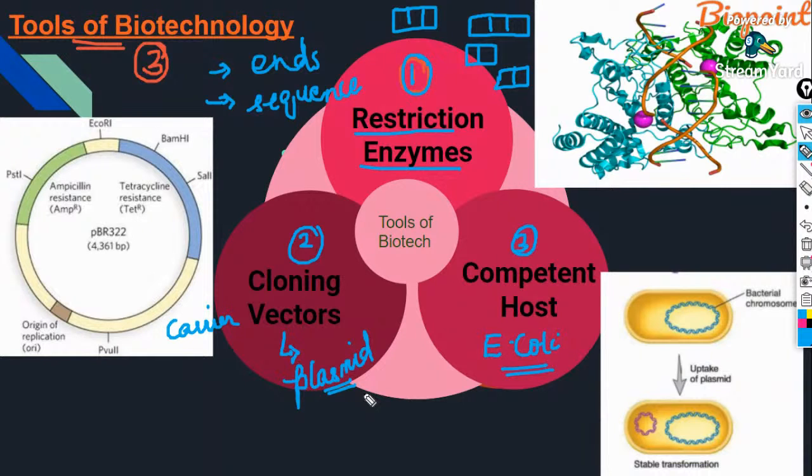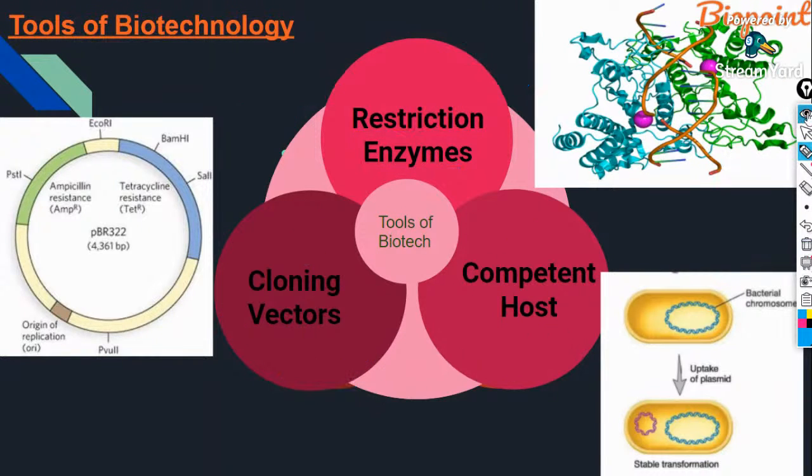There are different methods. So just remember this particular thing. Vector acts as a carrier of the DNA segment. Host is the organism that receives it. Always, the host in the biotechnological process is the E. coli, and the cloning vector is the plasmid. That's the only thing that you have to remember over here. Let's move on with the next one.